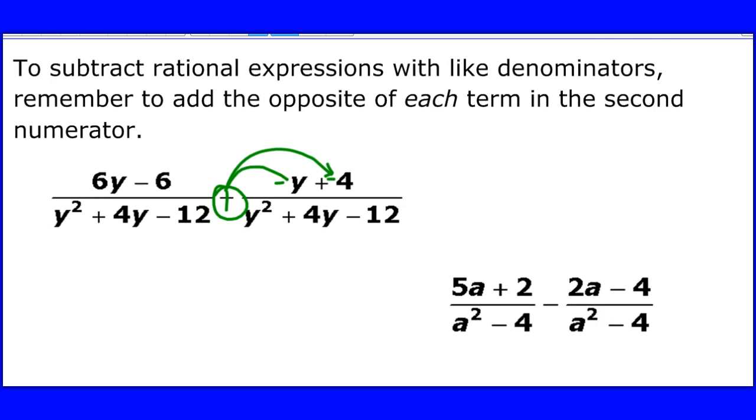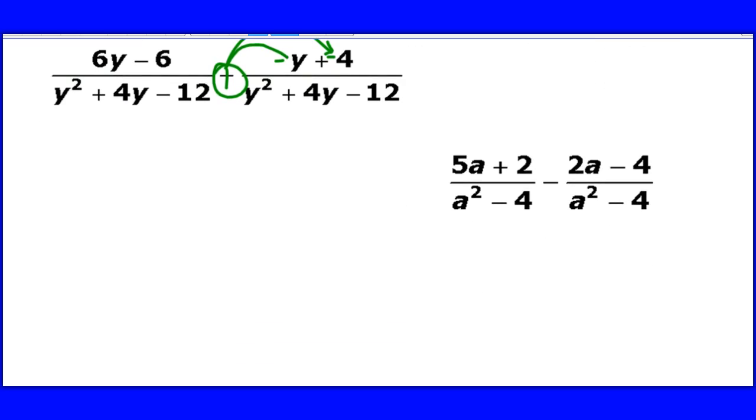The one down here on the bottom, they have a common denominator. So I'm just going to go ahead and combine the tops. 5a, again, this is minus, so I'm going to make a plus, the opposite, the opposite. 5a plus negative 2a is 3a, and positive 2 plus 4 is 6. On the bottom, I have a squared minus 4.